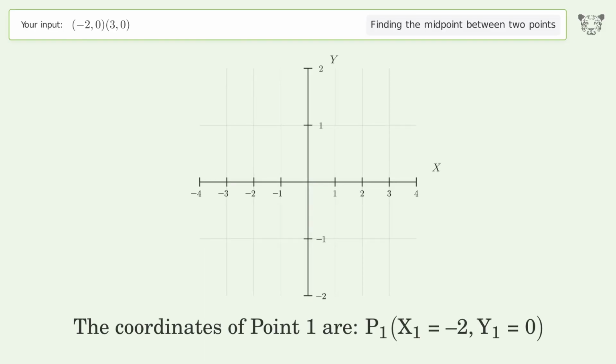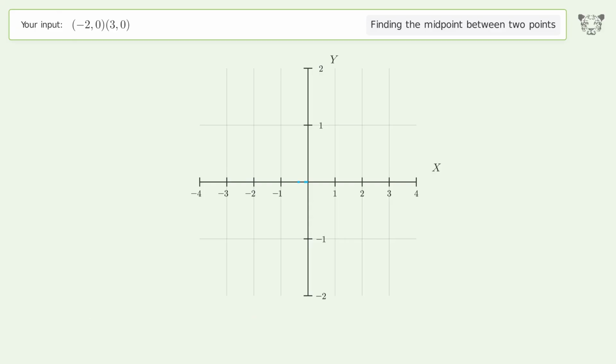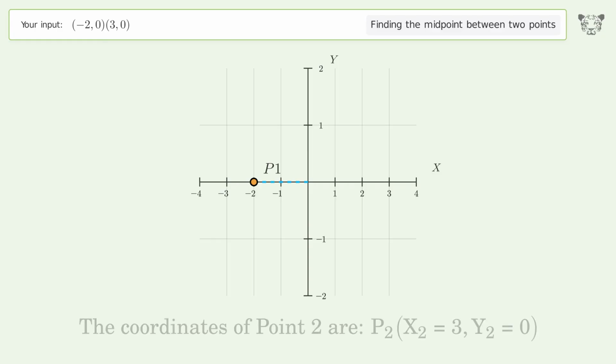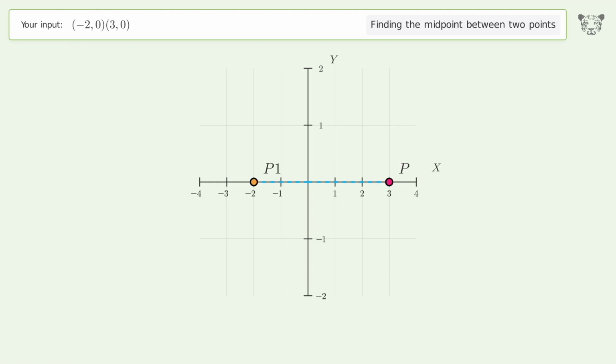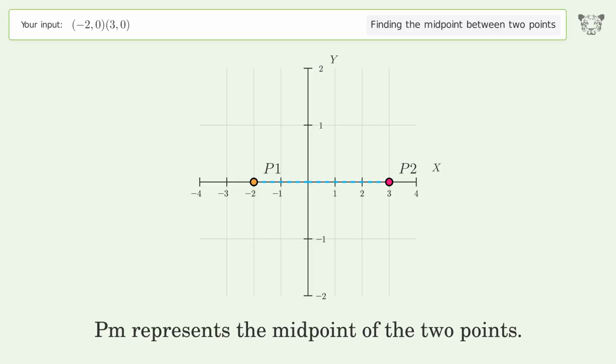The coordinates of point 1 are x1 equals -2, y1 equals 0. The coordinates of point 2 are x2 equals 3, y2 equals 0. PM represents the midpoint of the 2 points.